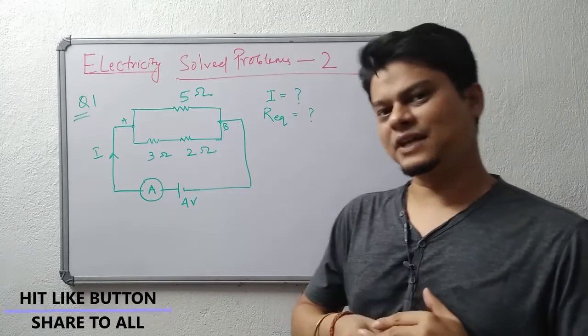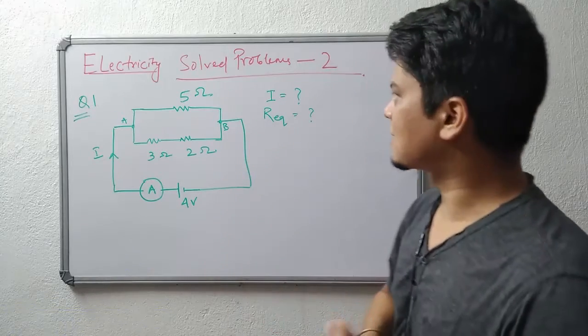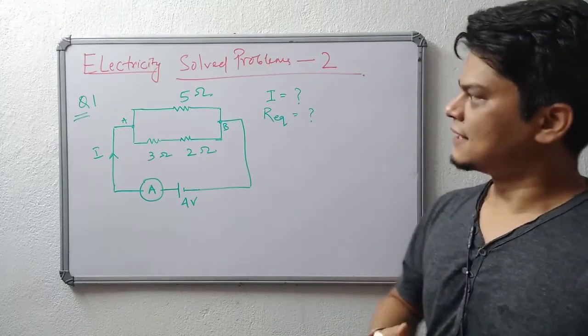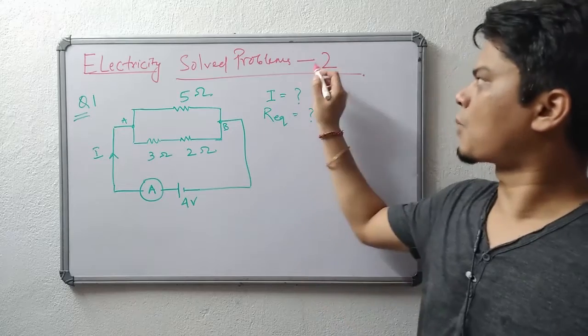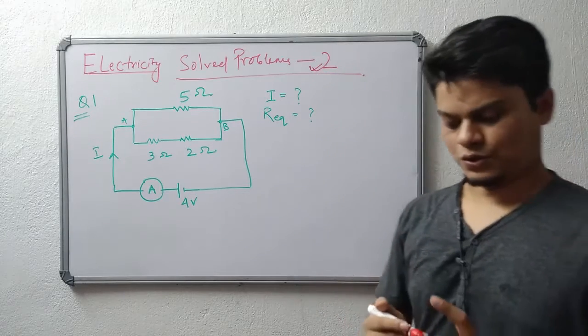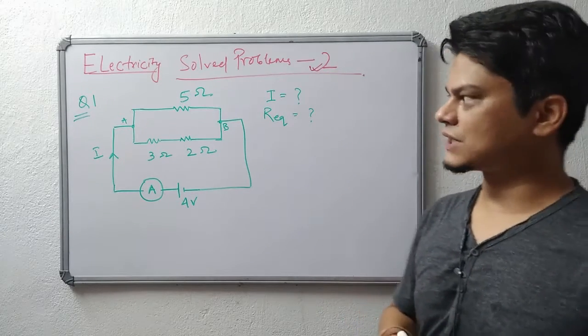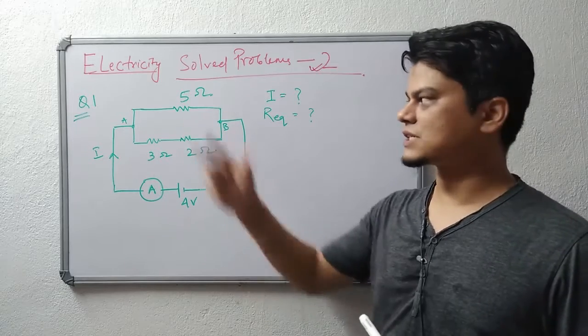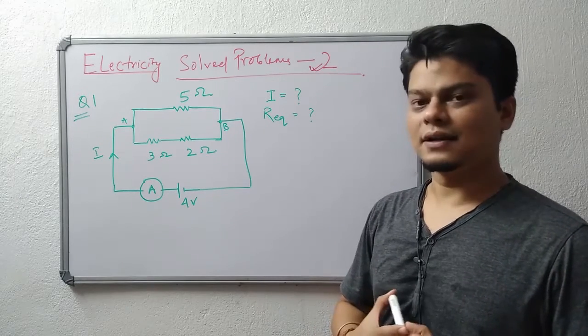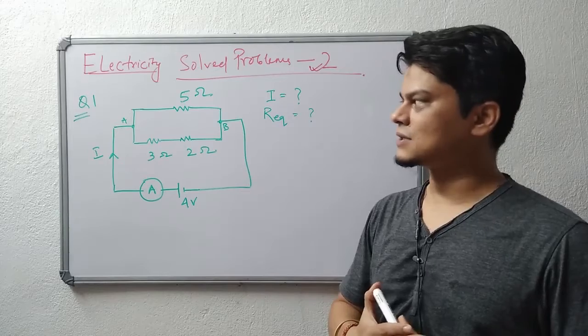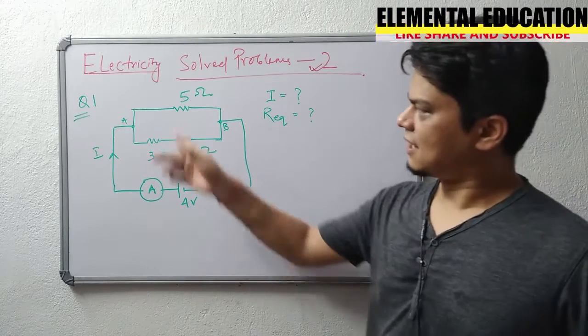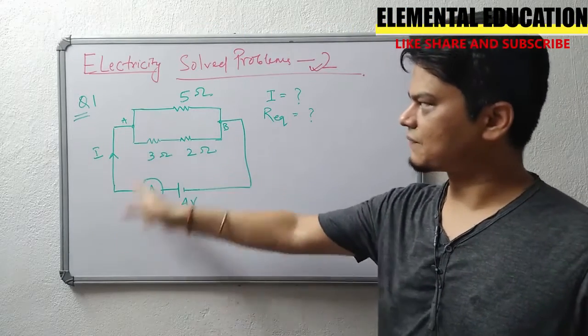So guys, let's begin today's video, that is electricity part 2 for solved problems. Let's go to our first question. This is the question based on resistances and current. So what has been given in this circuit? Please look at this circuit.